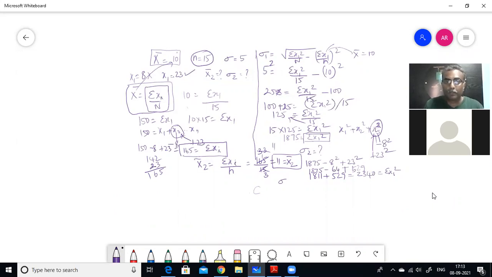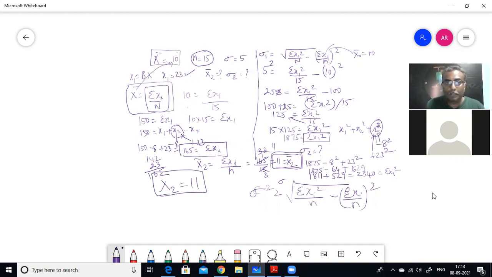Sigma xi squared, no? Sigma 2 is equal to the square root of sigma xi squared by n minus sigma xi by n, the whole square. Now, what was the new mean? Old mean is 10. New mean is 11. So, x bar 2 is 11.